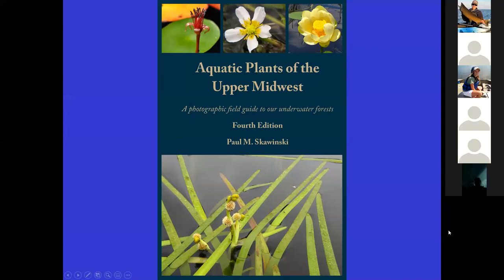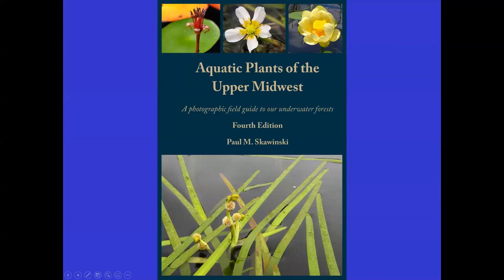Okay, so first of all, we want to talk about the wonderful resources we have out here. This is an outstanding book by our own Paul Skawinski. It's the fourth edition of his book, Aquatic Plants of the Upper Midwest. It's a photographic field guide for our underwater plants, and it is extraordinary. The pictures are just gorgeous. It's beautifully laid out. He has pictures not just of the vegetative parts, but the flowers, the fruits, the stipules, anything that's relevant for that particular plant. It's really an extraordinary resource. Next.